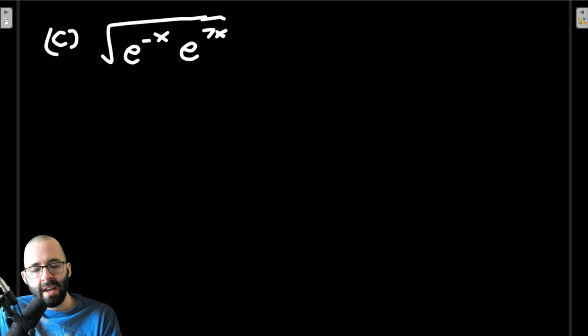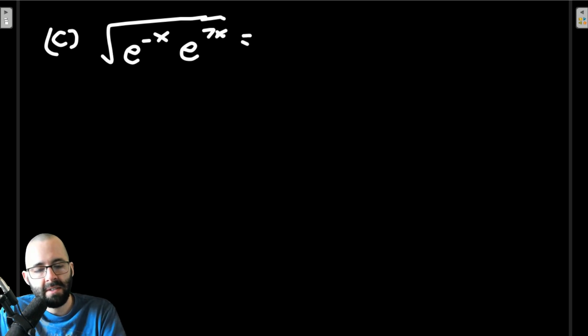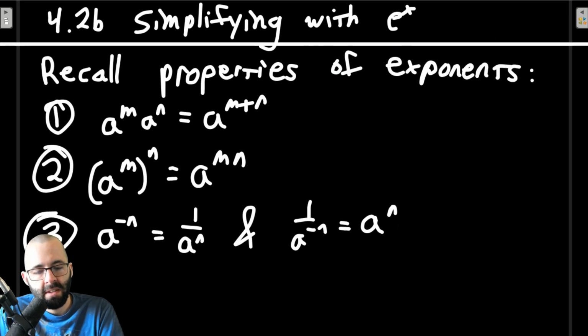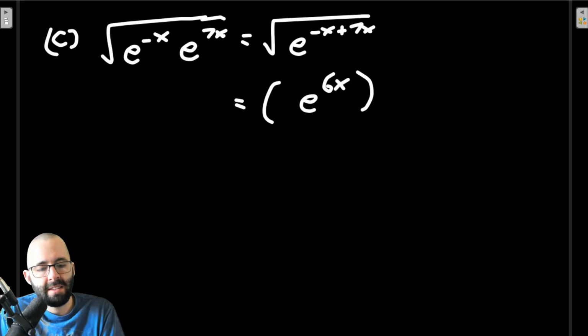So what I'm going to do is say, okay, I want to combine these exponentials. All right, this is going to be the square root of, which property is this? The first property, right? We have 2 exponentials with the same base, and we want to add those exponents together. All right, so this will be e to the negative x plus 7x. Oh, negative x plus 7x, that's 6x. So we have e to the 6x on the inside.